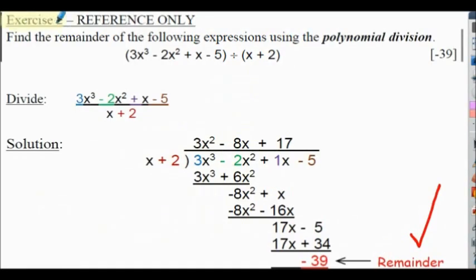And purely for reference, here's exercise 2, solved with polynomial division, and again we can show the remainder is negative 39.